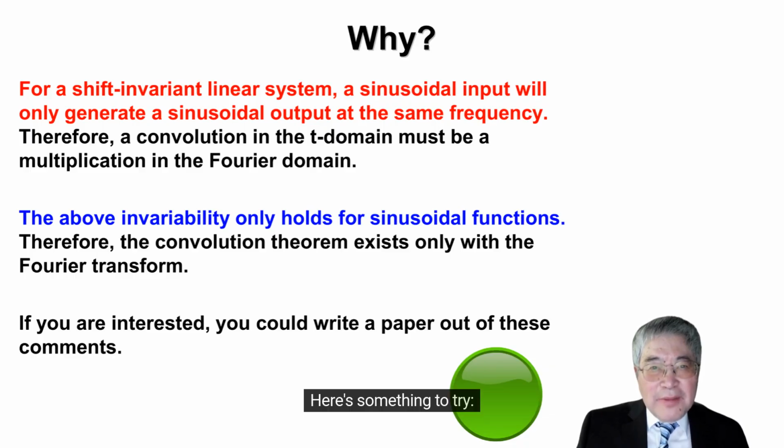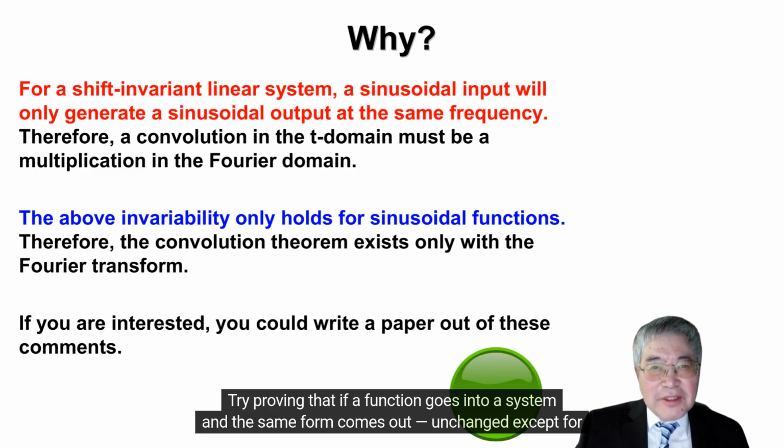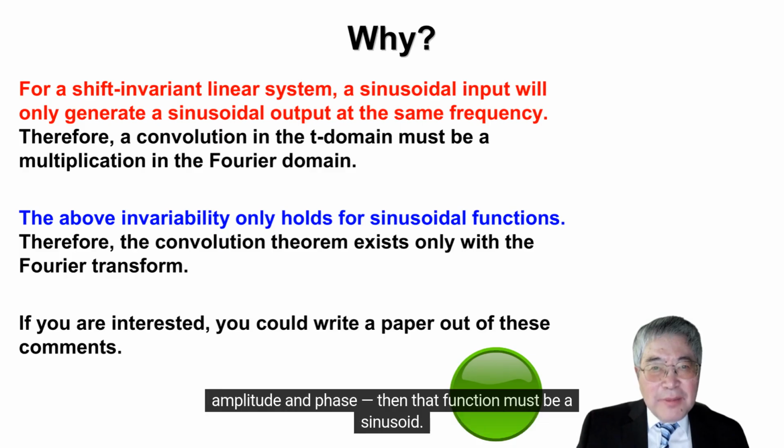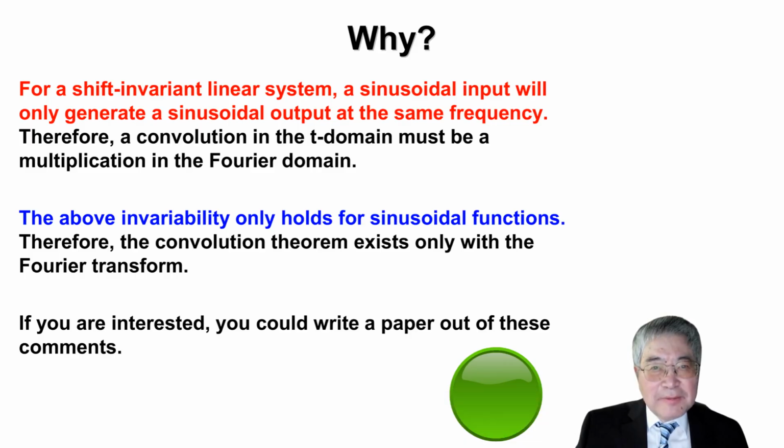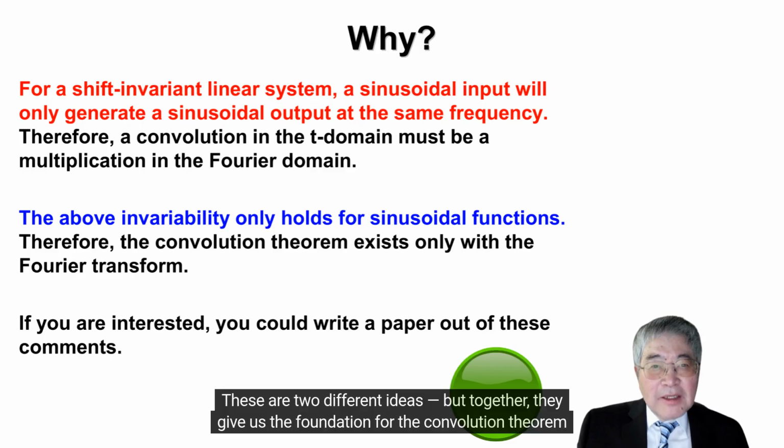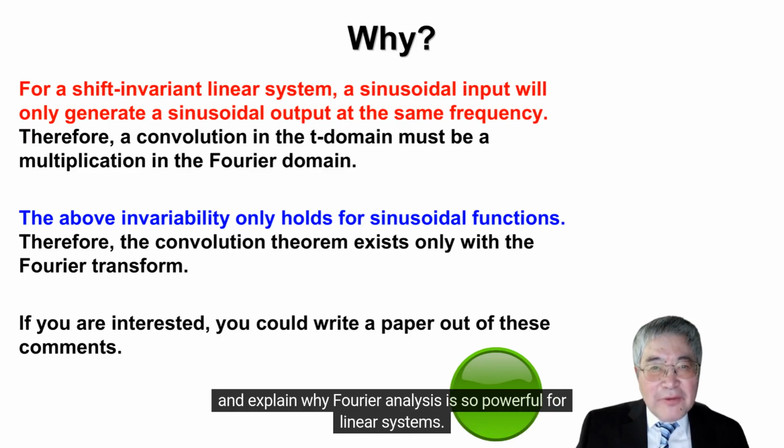Here's something to try. Try proving that if a function goes into a system and the same form comes out, unchanged except for amplitude and phase, then that function must be a sinusoid. And also prove the related idea. If sinusoids go in and come out with the same frequency, then convolution in time must match multiplication in frequency. These are two different ideas, but together they give us the foundation for the convolution theorem and explain why Fourier analysis is so powerful for linear systems.